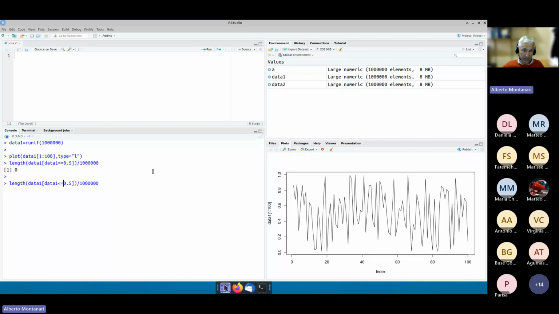And then I divide by 1 million, which is the total number. So you see the probability is precisely 0.5. So the probability of not exceedance is 0.5.